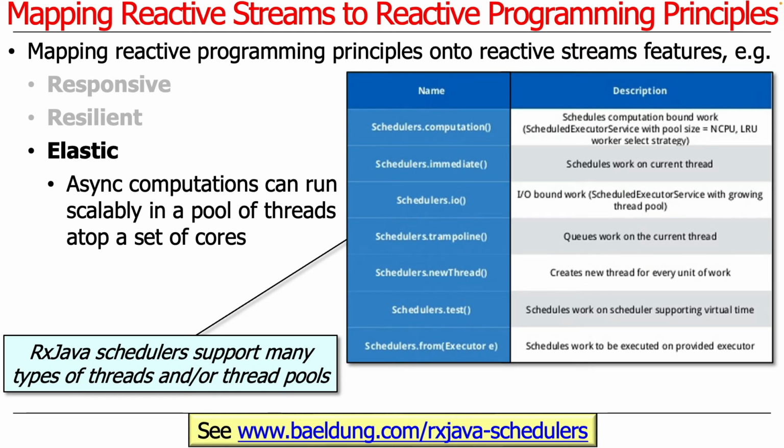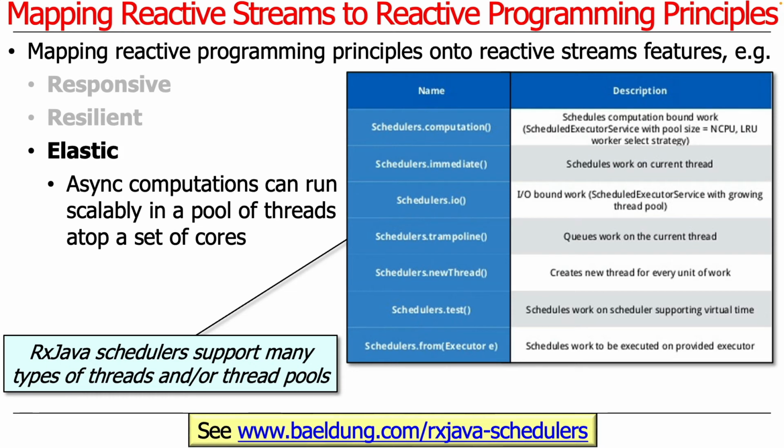Yet another reactive programming principle that's very important is the concept of elasticity. The basic idea here is we want to be able to have these asynchronous computations that are part of these operators we just talked about, run scalably in a pool of threads atop a set of cores in multi-core processors. And there's a whole slew of different schedulers that RxJava supports that allow you to indicate where you want your computations to run. Do you want them to run in a pool that's associated with I/O-bound work? Do you want them to run in a pool that's associated with computation or CPU-bound work? And then there's all kinds of other crazy things too. There's about a half dozen or so different kinds of schedulers.